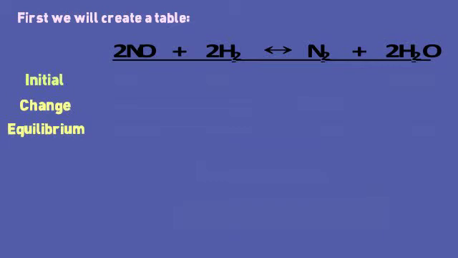So let's take a look at the data that we have. I gave you some numbers. It was 0.10 molarity, well, moles, but you can figure out the molarity. It was in a 1 liter vessel for NO. And it was 0.050 molarity H2. At the beginning, there was no N2 at the start, but there was some water that was given to you at the beginning. That was 0.10 molarity. So these are the initial concentrations.